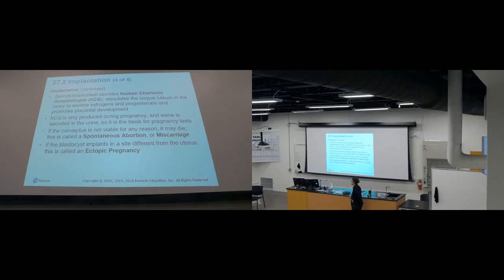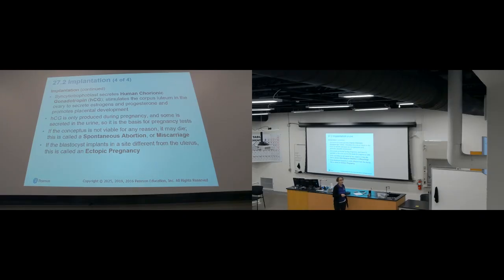This syncytial trophoblast cell secretes a hormone called hCG, human chorionic gonadotrophin. This is the one that gets detected really early in pregnancy. And this hCG stimulates the corpus luteum in the ovaries of the mom to secrete estrogens and progesterone. Estrogens are growth factors, and progesterone helps with the development of the placenta.